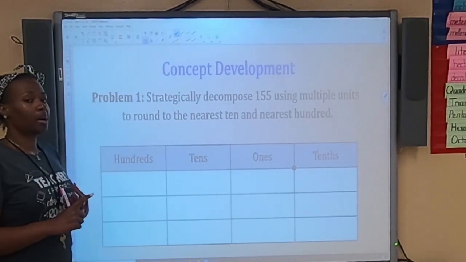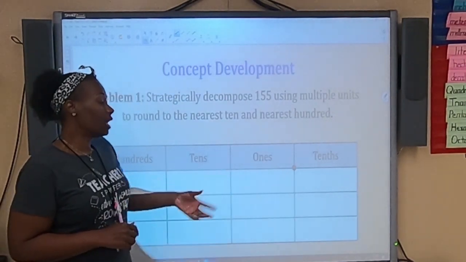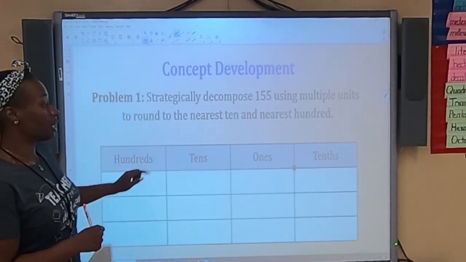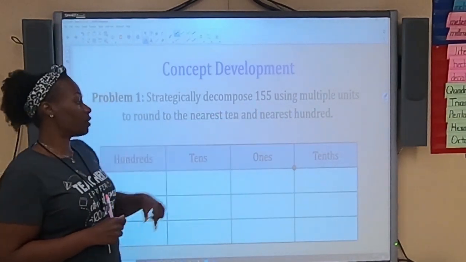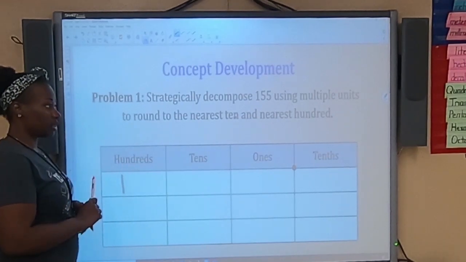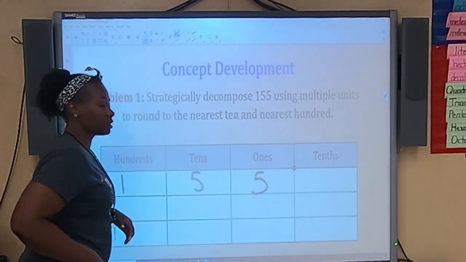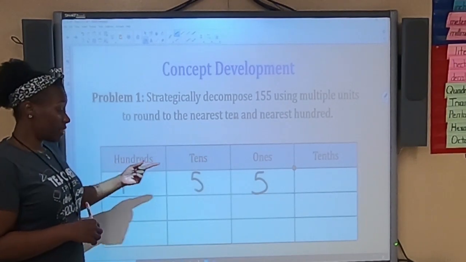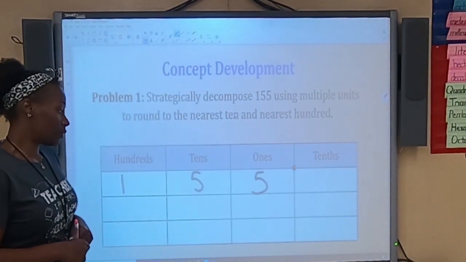So we're going to start by decomposing. Remember, decompose means to break down. So we're going to break down into place values, and then we're going to choose which decomposed set of numbers we need to round to each of these place values. So let's start with 155. We need to decompose it. Well, I know one way to decompose it is 1 hundred, 5 tens, 5 ones. Notice all I did was put the digit with its place value. The 1 is in the hundreds place, the 5 is in the tens place, the 5 is in the ones place. So that's one way to decompose.